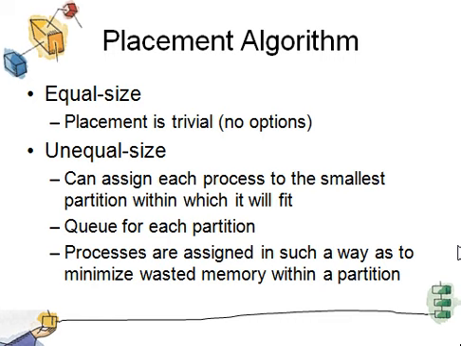Now here we have placement algorithms. In case you are using equal size partitions, the placement is trivial. That means you do not have any other option. And when we are using unequal size partitions, we can assign each process to the smallest partition within which it will fit. We can also have a queue for each partition. The processes are assigned in such a way as to minimize wasted memory within a partition.